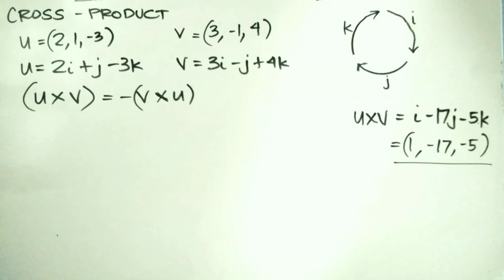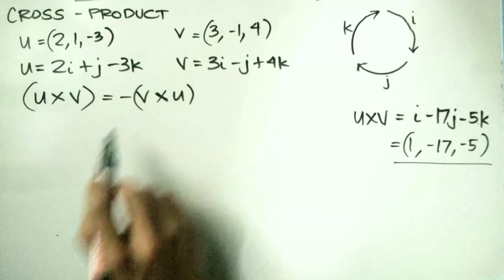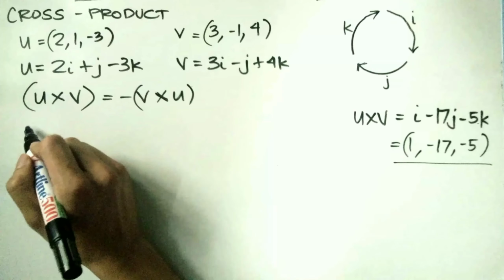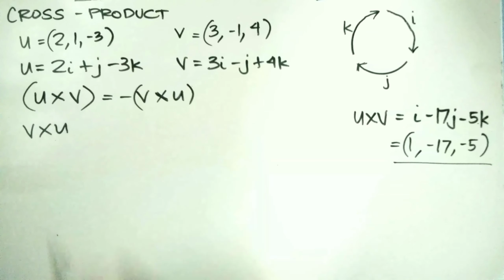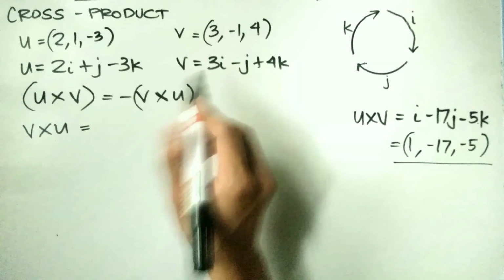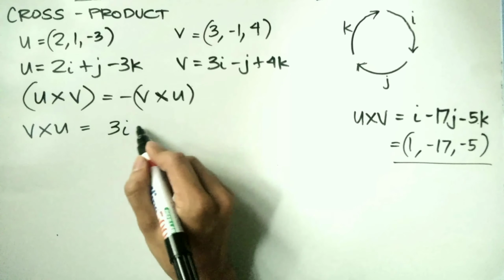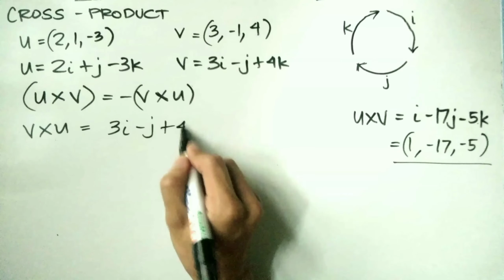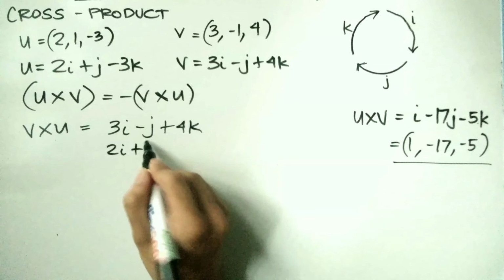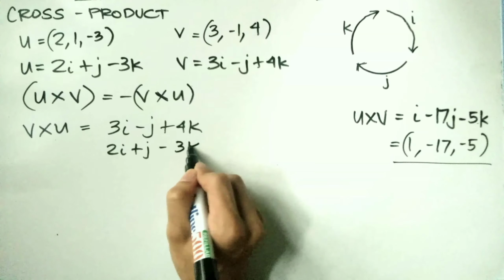For the cross product, we have a property that u cross v is equal to the negative of v cross u. Let's try to check whether this property is correct by solving for the value of v cross u. We have already solved for u cross v given as 1, negative 17, negative 5. So for this one, v is the first vector. Let's copy it first. 3i minus j plus 4k. And we have 2i plus j minus 3k.